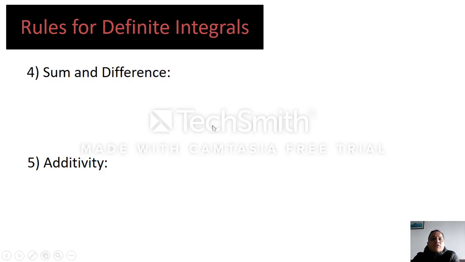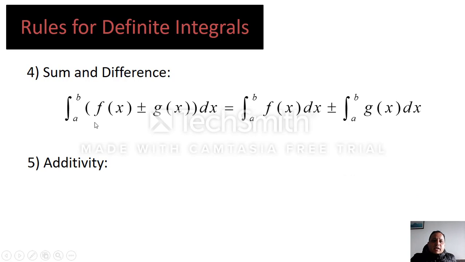Now, sum and difference is similar to what we have done with other properties. If you have something like the integral from a to b of f(x) plus or minus g(x) dx, this is a whole thing. You need to separate them before you apply the values. So you can write it as the integral of f(x) dx plus the integral from a to b of g(x), and you plug in whatever values have been given.